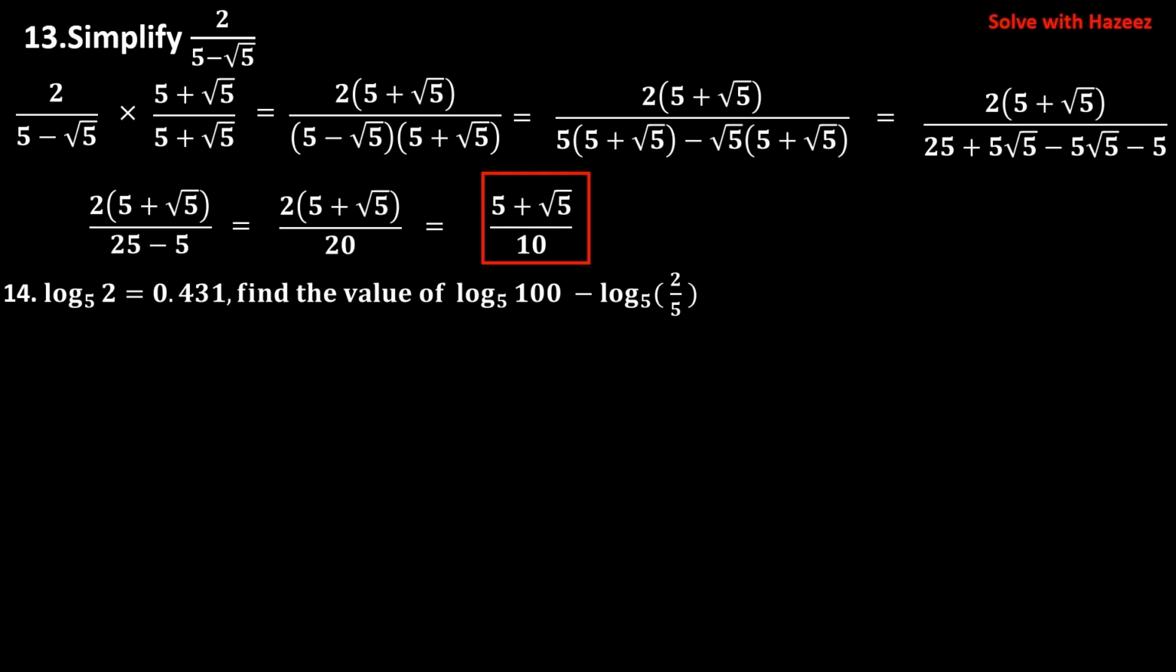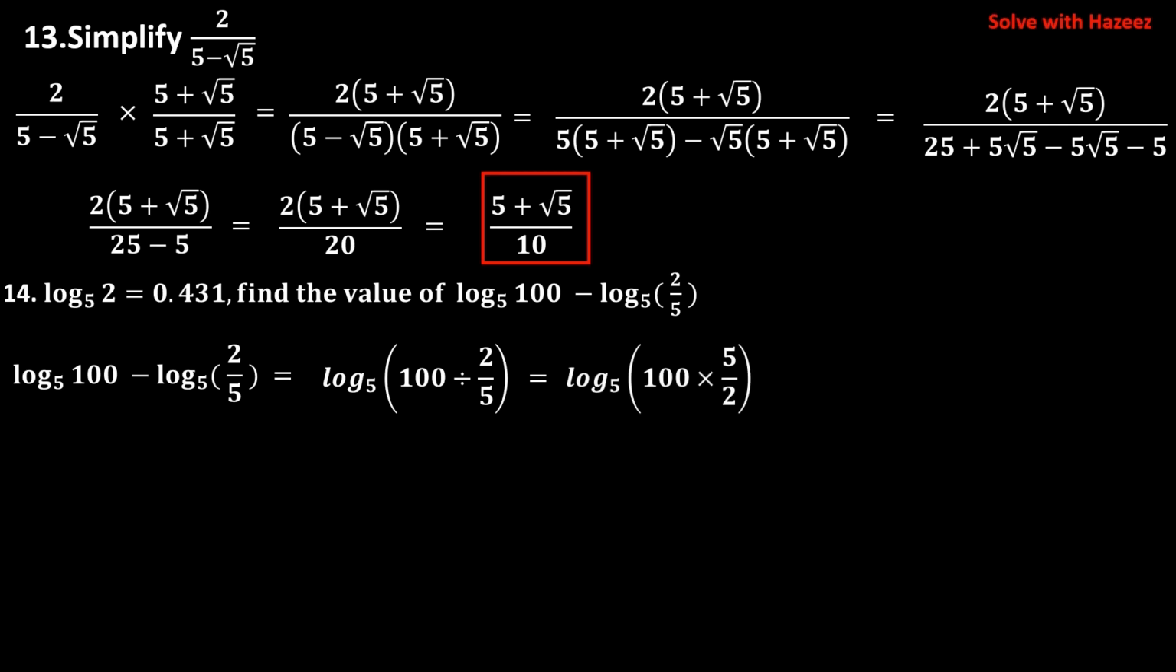Then we are asked to find the value of log 100 base 5 minus log 2 over 5 base 5. Since we are given log 2 base 5 to be equal to 0.431, we are expected to resolve the question, which is log 100 base 5 minus log 2 over 5 base 5. So simplifying this and applying the laws of logarithm, since the bases are the same and we're having minus in between them, we'll be dividing. So we'll be having log 100 divided by 2 over 5 base 5.